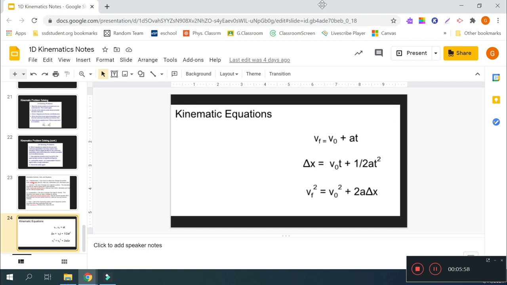And then the last one I like to call the no time equation. This is Vf squared equals Vo squared plus 2a delta x. So final velocity, initial or original velocity, acceleration, and displacement. Later on in the video, you're going to see how these are connected with the graphs of motion that we talked about previously, and eventually start to see solving example problems using these equations.